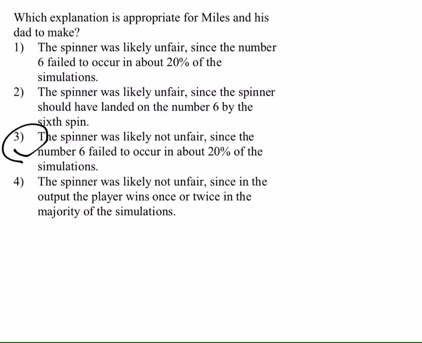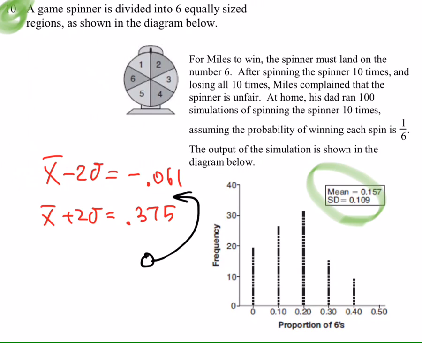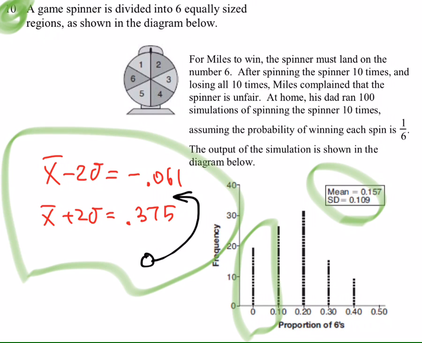Now, when you look at this set of values, since the number 6 failed to occur in about 20% of the simulation, when you look at this one, it actually comes out about 20 times, the proportion of not having 6. So that's also possible as well. But a better explanation would be, as you can see over here.